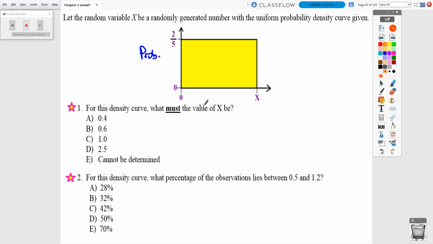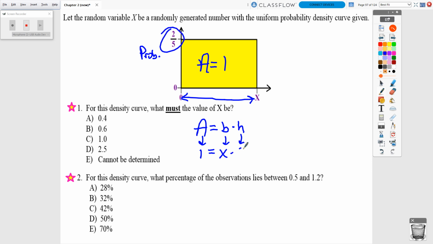All right. So what must always be true about any density curve, regardless if it's a uniform or a normal or whatever case it may be, is that it must have an area equal to 1 or 100%. And so we're going to treat that as a rectangle, and we know the area's got to be 1 or 100%. The base has a length of x, right? To get from 0 to x, that would be a length of x, and the height is 2/5. So what times 2/5 is going to give me 1?